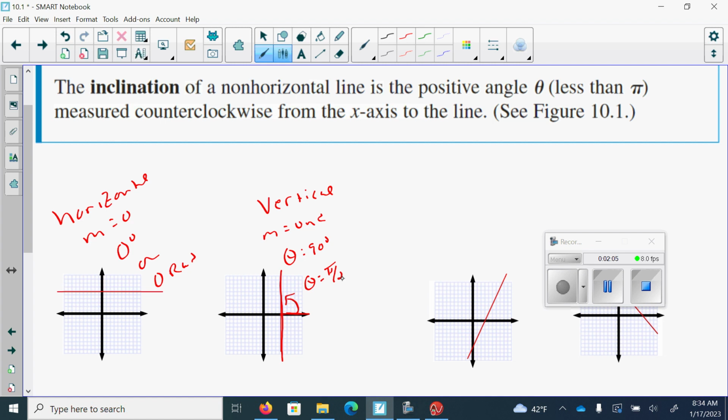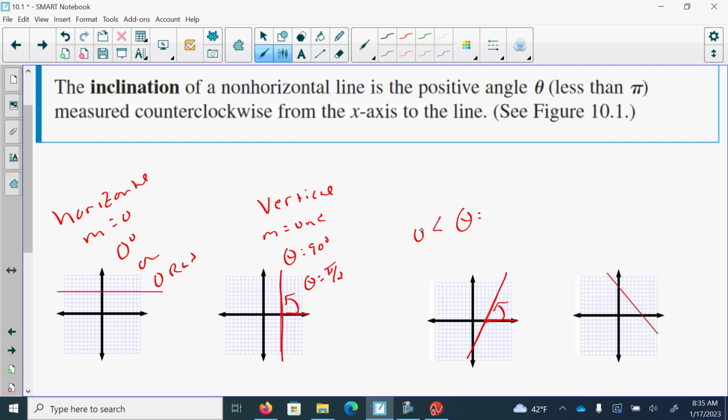If I have an angle that looks like this, if I'm going from the positive x-axis and rotating counterclockwise, I'm going to see that my theta is going to be an angle that's greater than 0 and less than 90 degrees, or theta is between 0 and pi over 2, which means if you're looking at it, you have an acute angle.